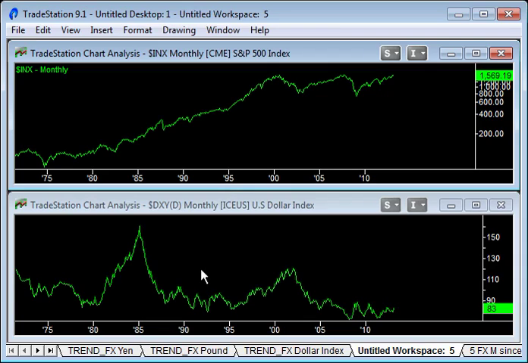So don't ignore the moves in the currency. You need to be aware of the moves in the currency. You need to be in strong currencies. Keep your trading capital in strong currencies, invested in strong currencies, because you can easily destroy a good move in a particular market by being in the wrong currency.